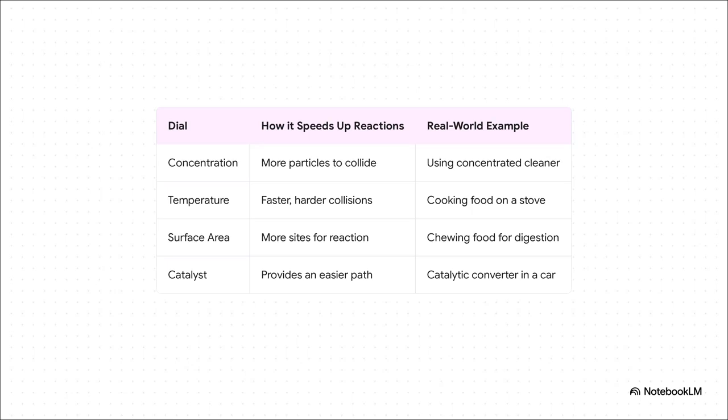When you use a concentrated cleaner to get a tough stain out, you're using the concentration dial. When you turn up the stove to cook dinner faster, that's the temperature dial. Even just chewing your food, that's increasing the surface area so you can digest it. And your car? It has a catalytic converter that uses a catalyst to make the exhaust safer. These controls are absolutely everywhere.